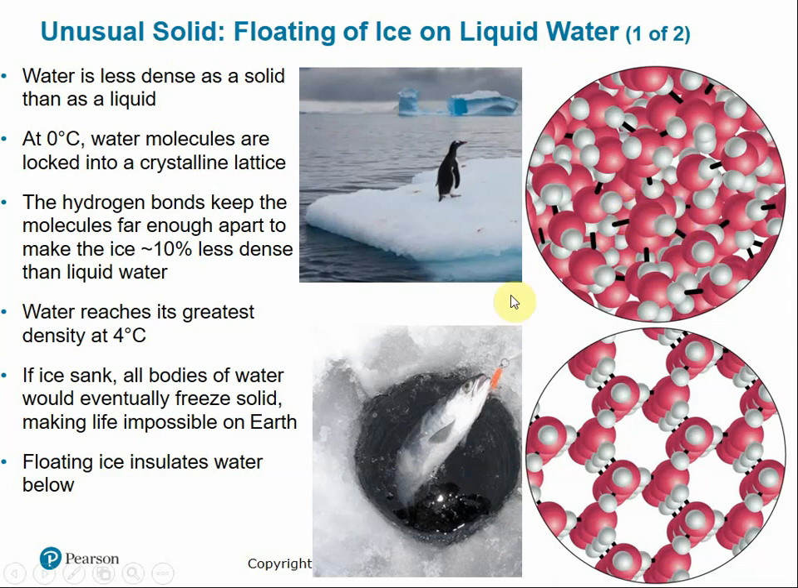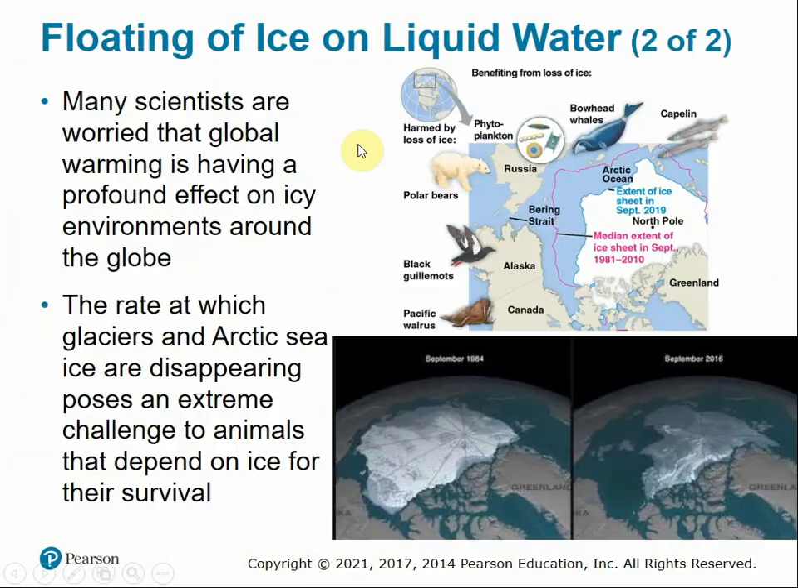So this is important because ice floats on the surface of the water. Floating ice helps to insulate the water below to help sustain life. If ice became more dense and sank, then our bodies of water would freeze solid completely through and through, and it would make life impossible on Earth. Nothing would be able to survive in the solid ice. However, we are losing a lot of our planet's ice at an alarming rate. Many scientists are worried that climate change, global warming, is having a profound effect on our icy environments and habitats around the globe.